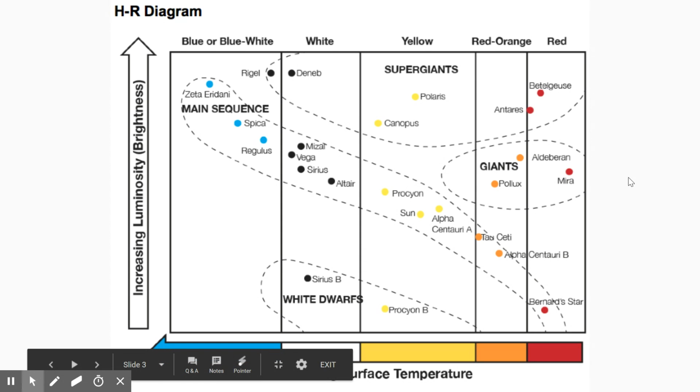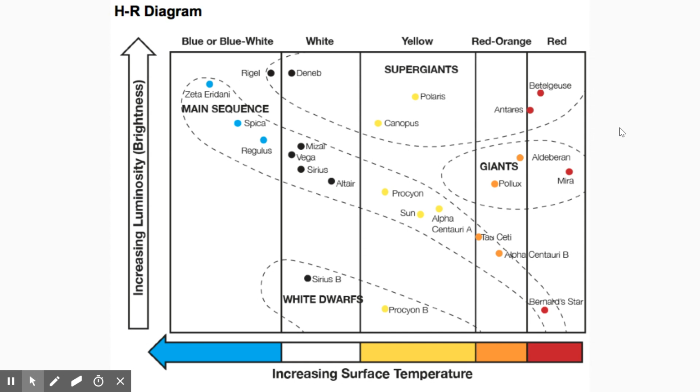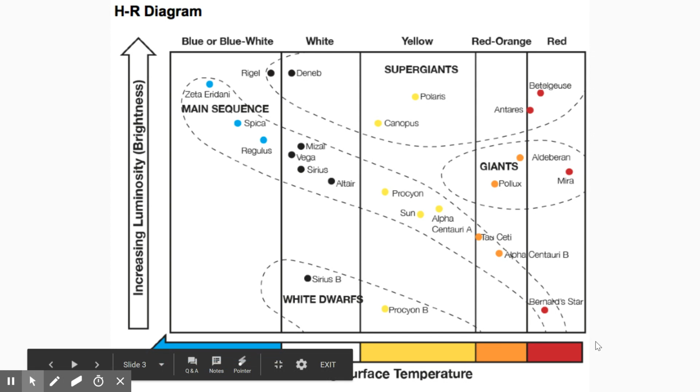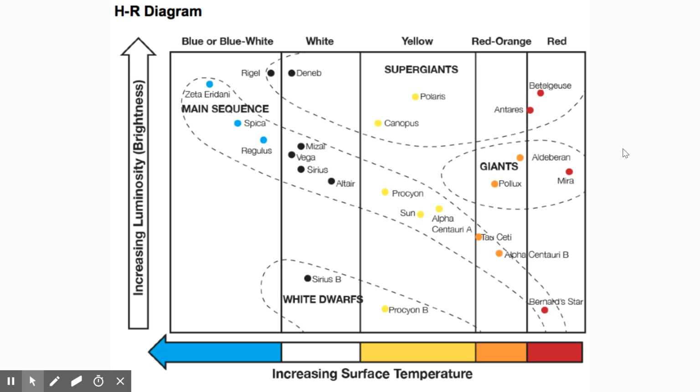At the bottom, we have increasing surface temperature. And with this one, you need to notice that the arrow goes from here to here. So the temperature increases as you go from right to left. These are the hottest stars on this side, and these are the coldest stars on this side.